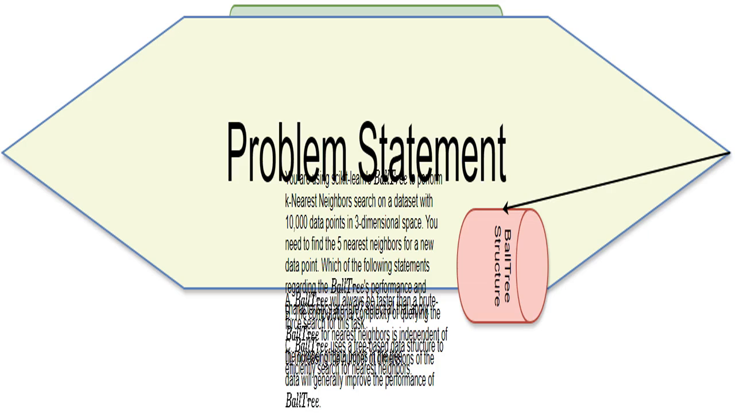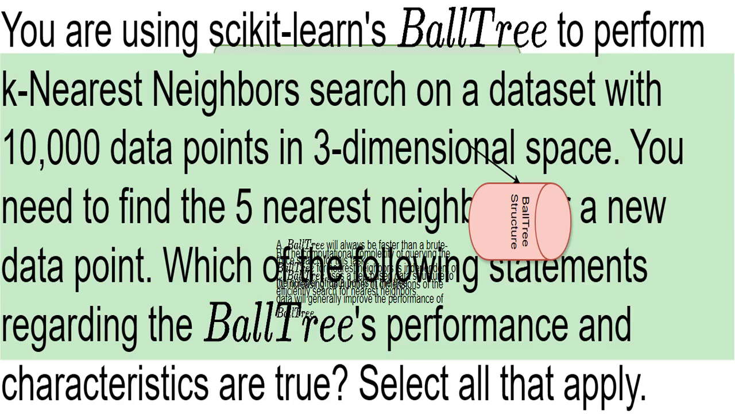This section introduces the core problem, determining the accuracy of statements about scikit-learn's BallTree algorithm, a method for finding nearest neighbors in data. We're given a scenario with 10,000 data points in 3 dimensions, and the task is to identify the 5 nearest neighbors to a new data point using BallTree. The statements we'll evaluate test our understanding of BallTree's efficiency and its relationship to data size and dimensionality. This sets the stage for the quiz.